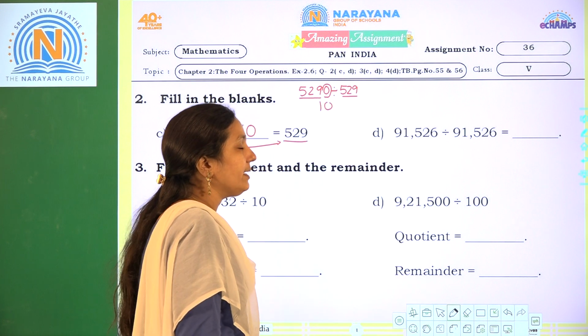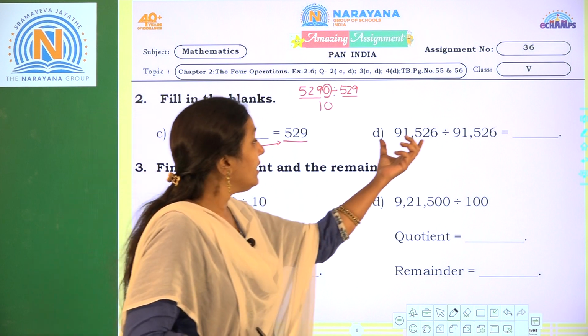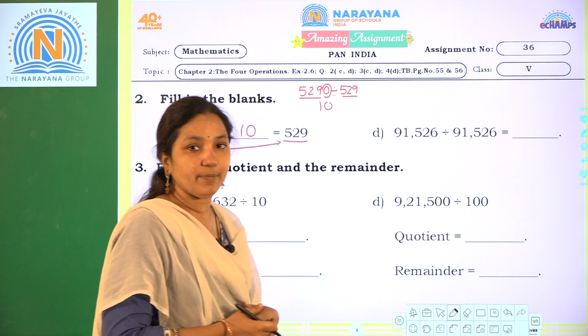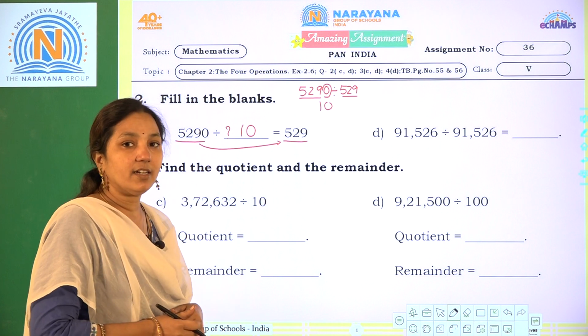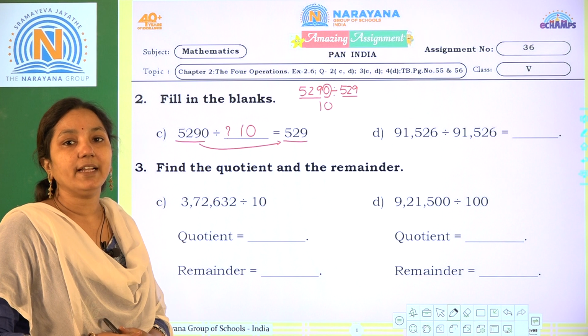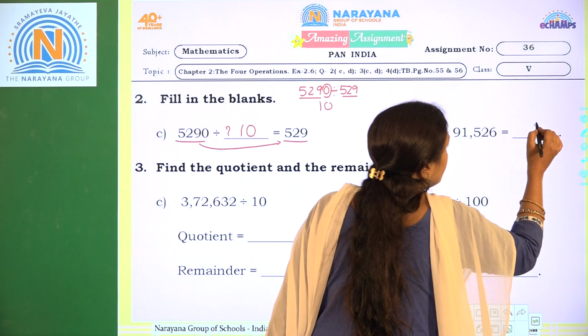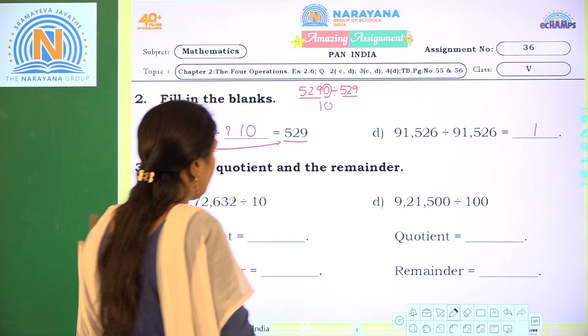91,526 divided by dash equals 91,526. Here you can observe dividend and divisor are the same. A number divided by itself, what do you get? 1 as the quotient. So the answer is 1.